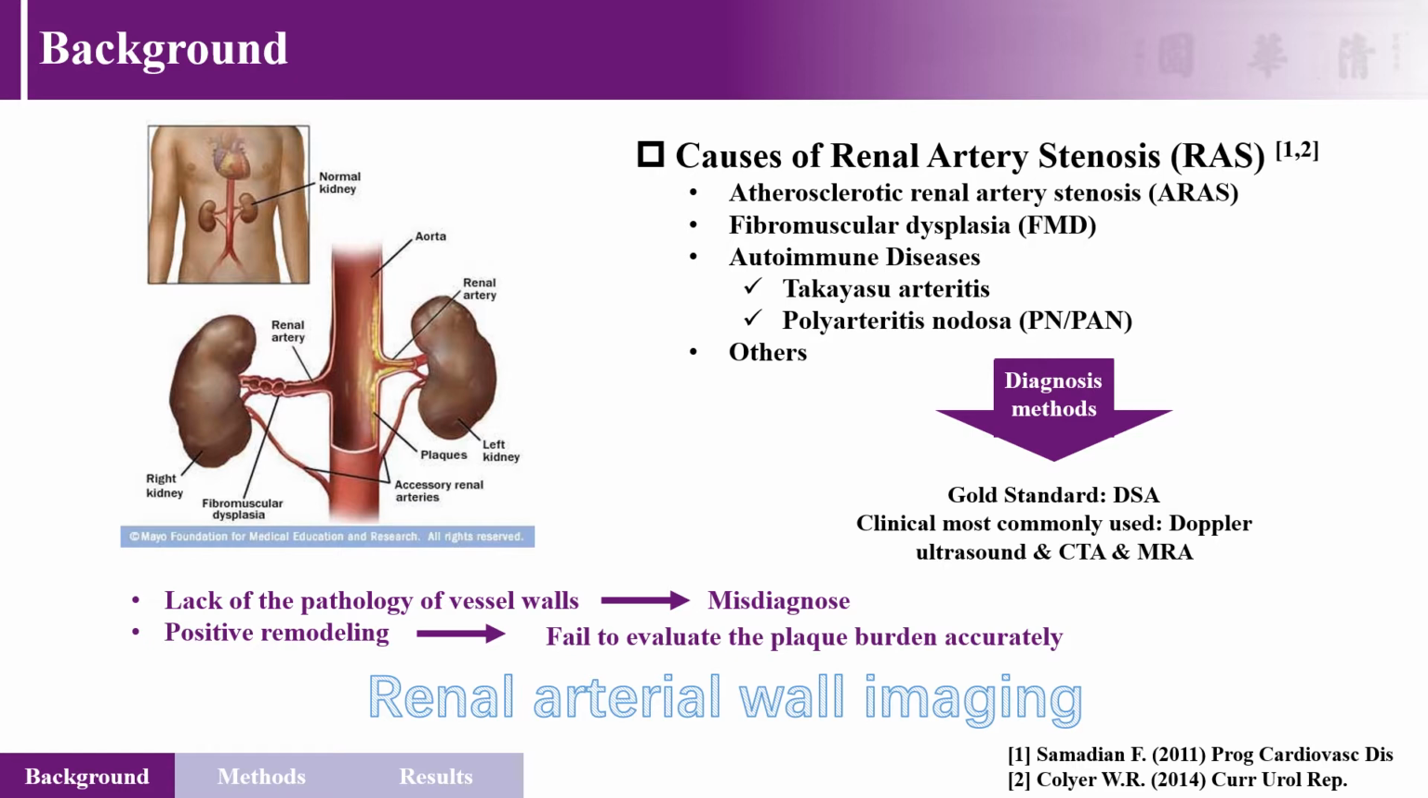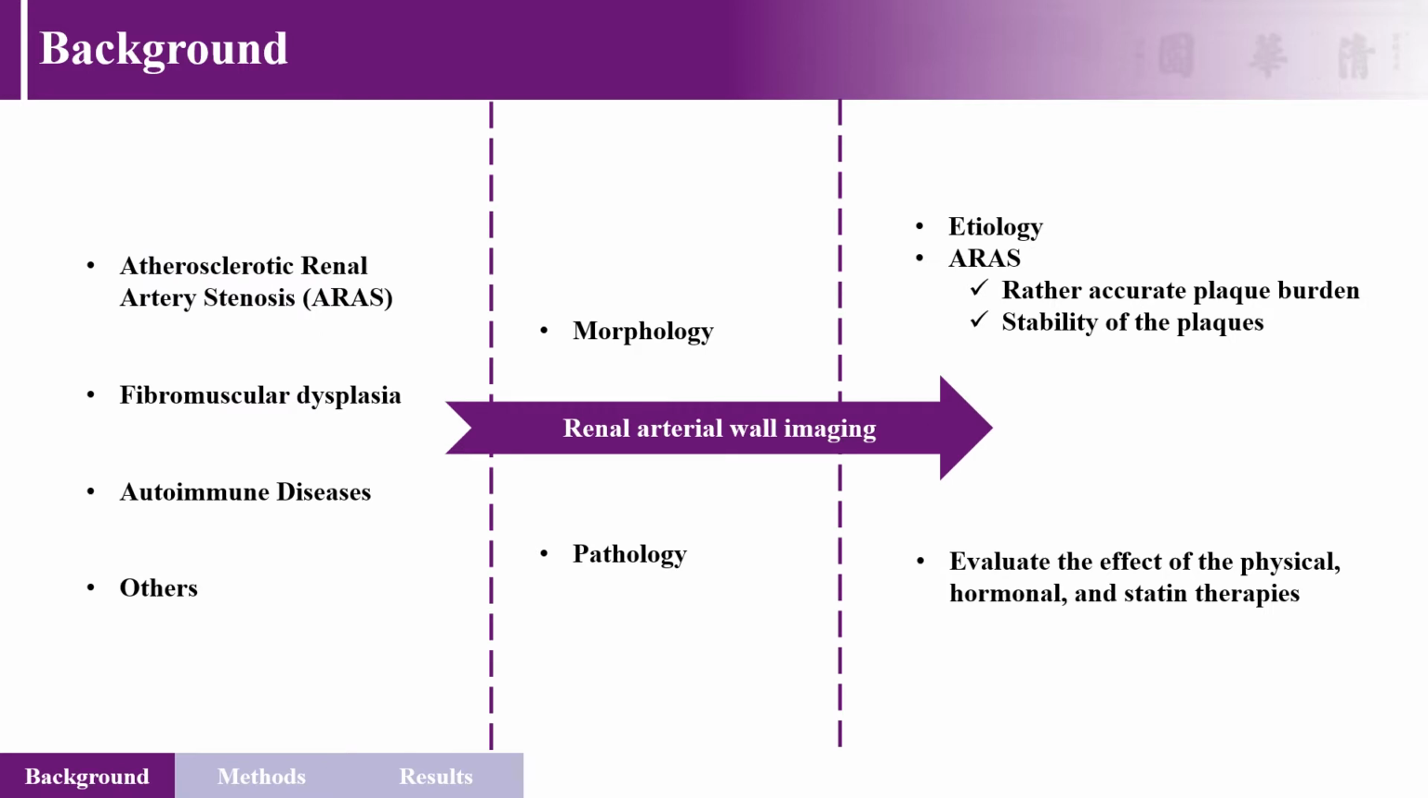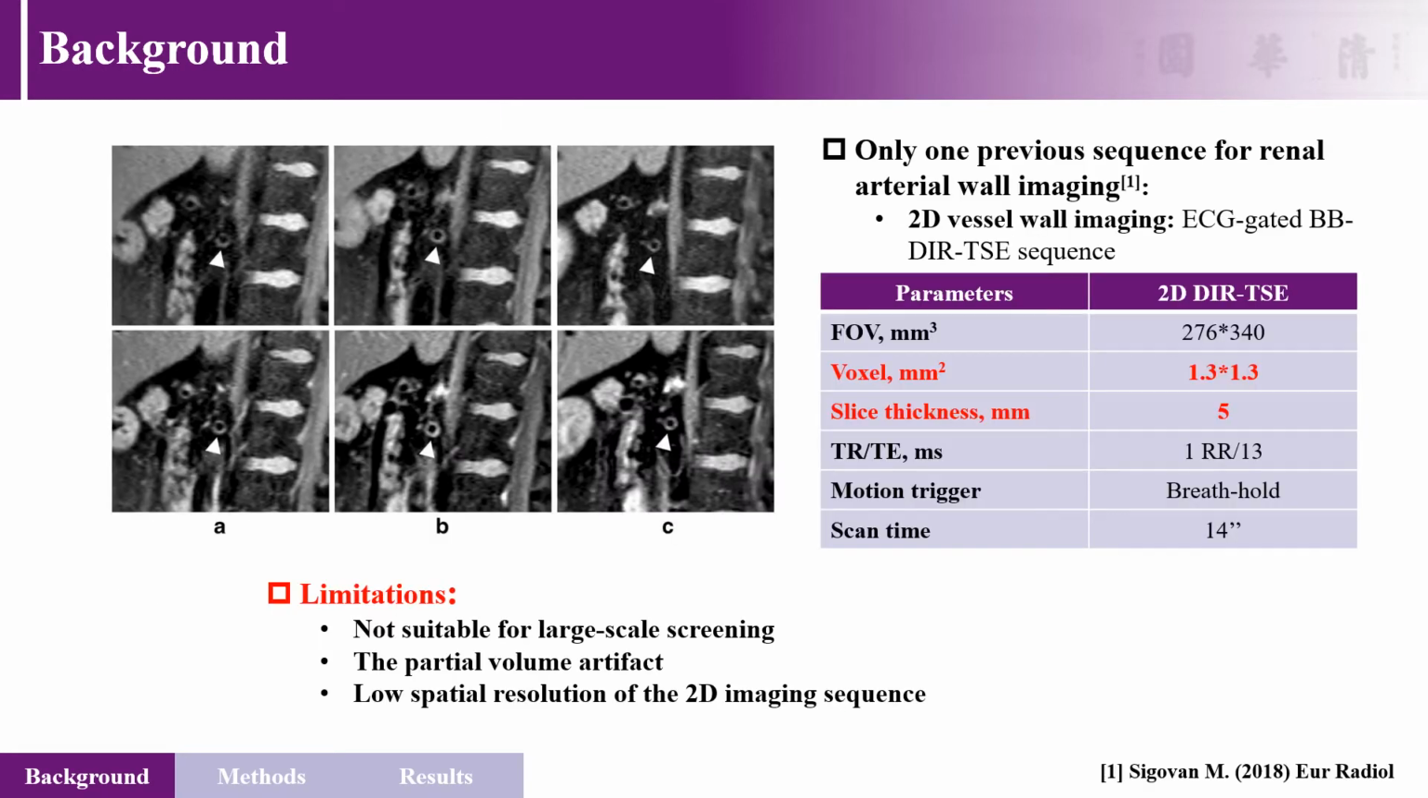In this way, we need renal arterial wall imaging to get this information. That is to say, via renal arterial wall imaging, we can evaluate etiology, the rather accurate plaque burden, and stability of the plaques. Besides, we can evaluate the effect of the physical, hormonal, and statin therapies. As far as we know, there's only one research about renal arterial wall imaging before.